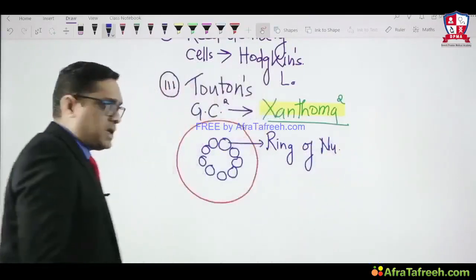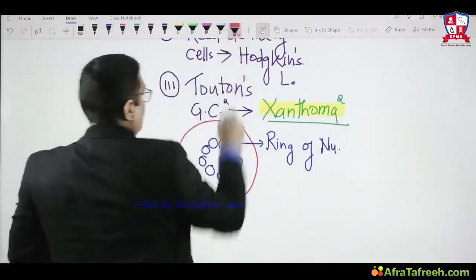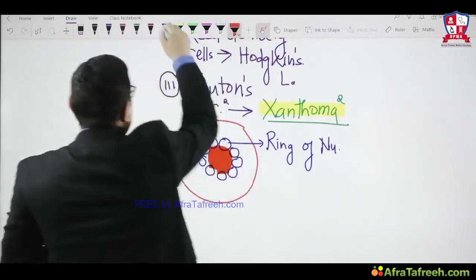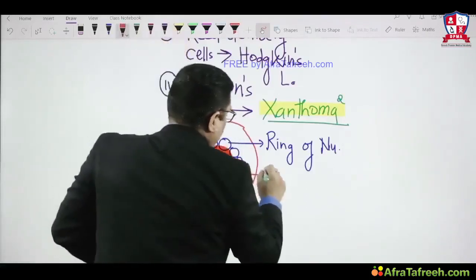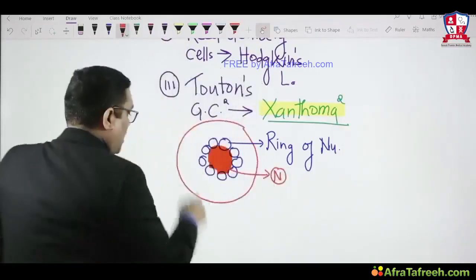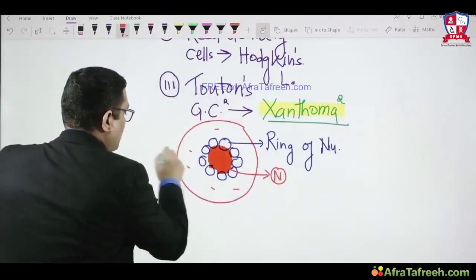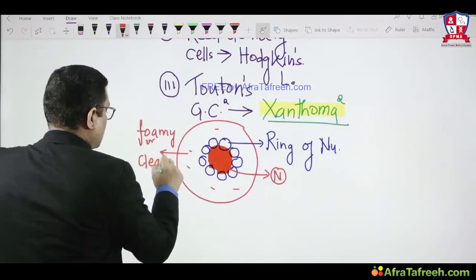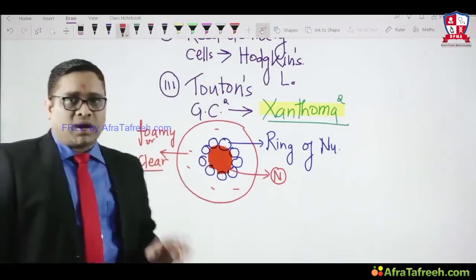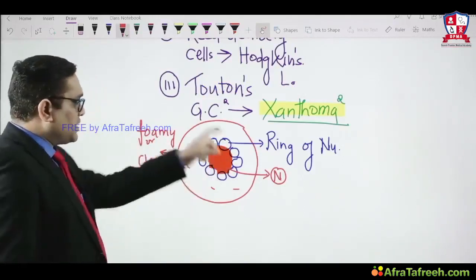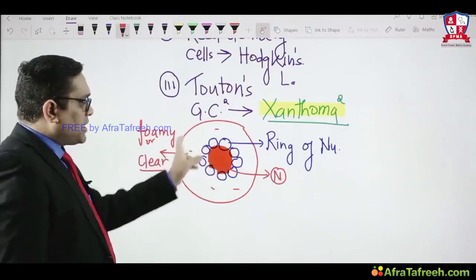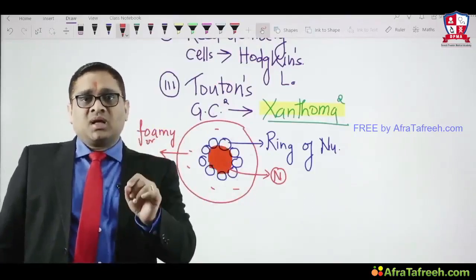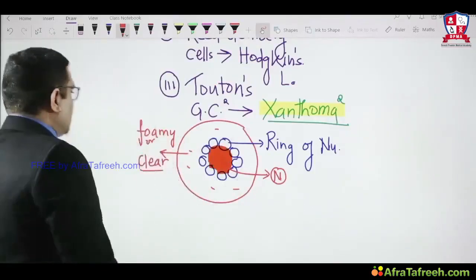They will have a ring of nuclei, and within the ring of nuclei the cytoplasm is normal or intact. Outside, you will be seeing foamy or clear cytoplasm. So that is how you have to identify it: whenever you see a ring of nuclei, with normal cytoplasm within the ring and foamy cytoplasm outside, this will be the property of Touton's giant cell, which is seen in xanthoma, right?